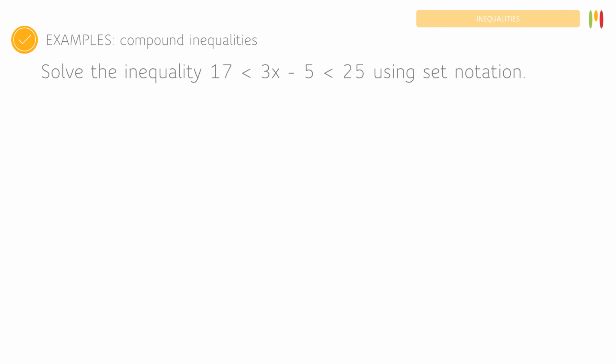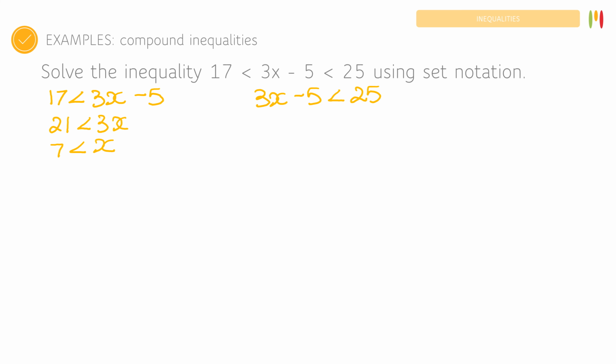We need to solve the inequality 17 is less than 3x minus 5, which is less than 25. So we create two separate inequalities. Therefore we have 17 is less than 3x minus 5, and 3x minus 5 is less than 25. Let's focus on solving the first inequality first. Therefore we have 21 is less than 3x, and 7 is less than x.